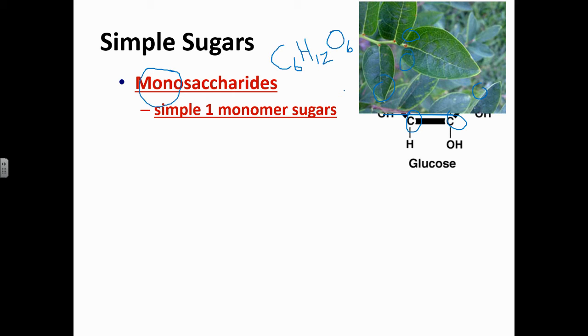Glucose is found in plants. It's a product of photosynthesis. It's a simple sugar that the plant makes as an energy source.